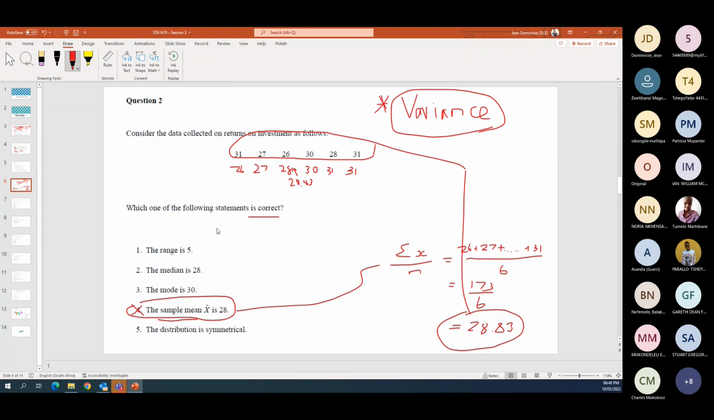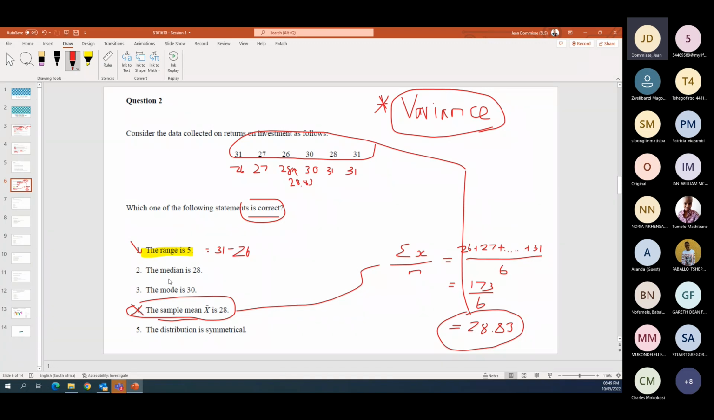Okay, so let's quickly look at the other options in this question in any case, and then we can go back to slide 5. So the range is always the biggest minus the smallest. So it is 51 minus 26, which is 25. The median is 28. Okay, so we wanted the correct one, so that would have been our correct answer. So let's just highlight it.